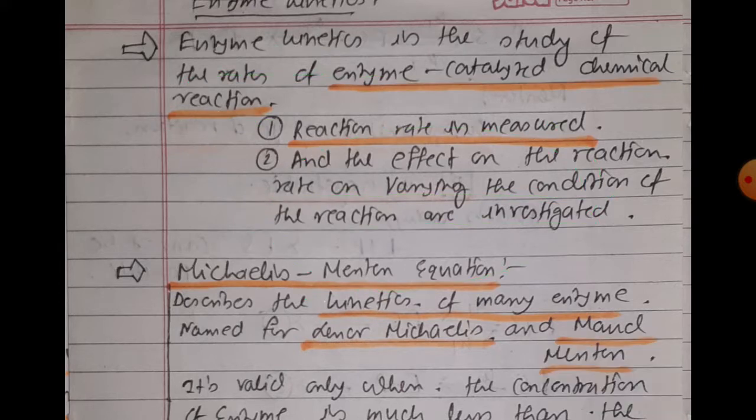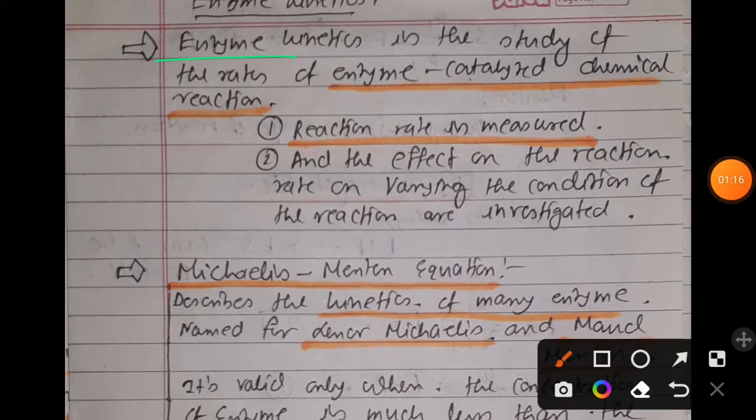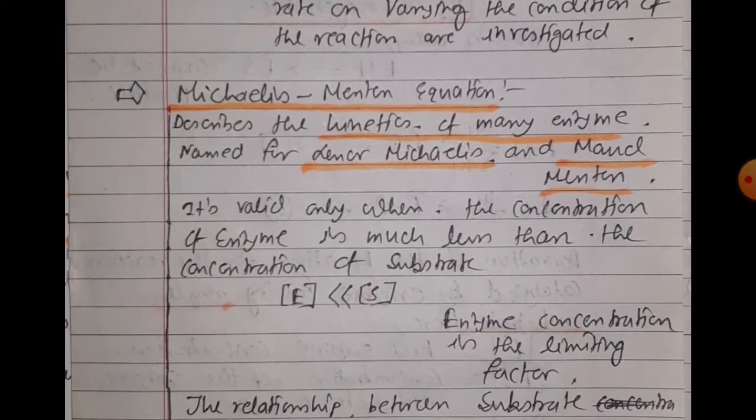First of all, we all know that the activity of the enzyme depends on the temperature, the pH, and other important things, let's say product concentration. So on changing those conditions, how the rate of the enzyme catalyzed chemical reaction changes, we can easily investigate with the help of enzyme kinetics. The main pillar of enzyme kinetics is the Michaelis Menten equation. If you know it very well, then enzyme kinetics will be very easy for you.